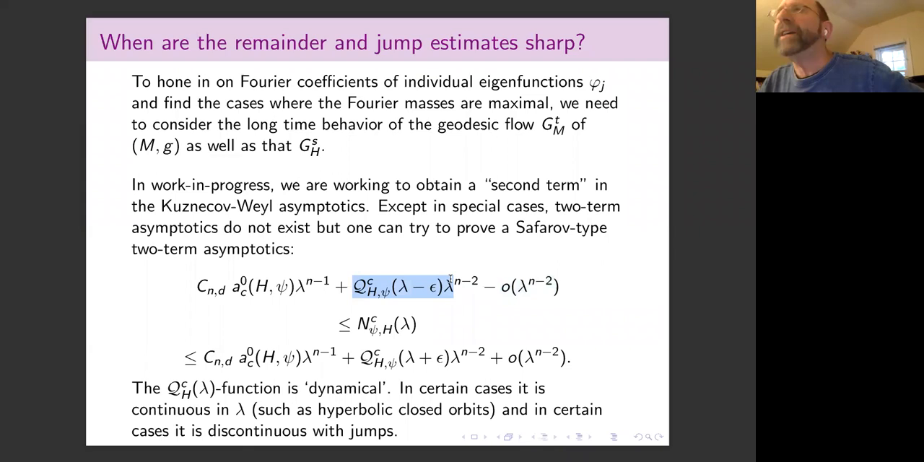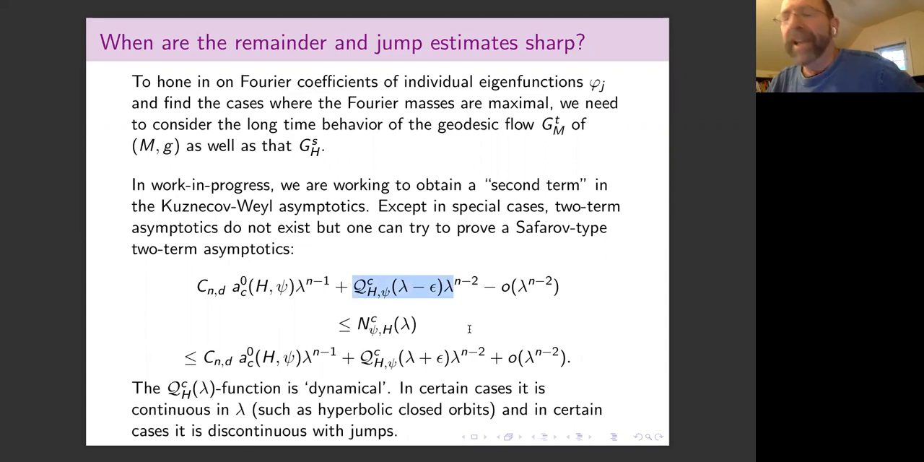And Safarov, for pointwise Weyl asymptotics, calculated Q. You can read it in his book with Vassiliev. However, you can't actually expect this to be really a second term. And that's because it's complicated, but this Q function is really dynamical. And it really reflects periodic behavior of the flows. But these periods and things, you get clustering around the periods, but the actual eigenvalues are not, in general, equal to the periods.